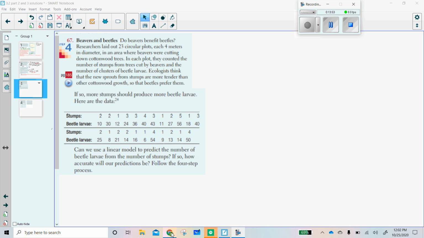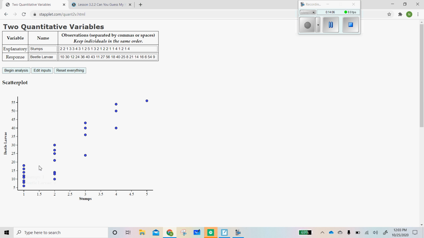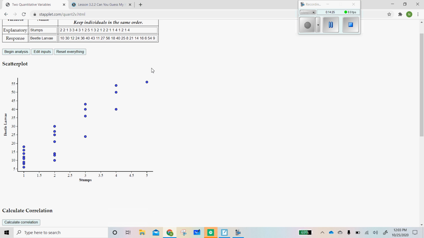So what I did was I went ahead and typed this information into Statlet so that we could take a look at it. So I have stumps here, beetle larvae here, and I'm going to hit begin analysis. Okay, there it is. You notice that for one stump, there was a lot of variation. 2 stumps, 3 stumps. So this is kind of a funny looking scatter plot because we have whole numbers on the X's and then multiple values for the Y's. Definitely not a function, right? But that doesn't mean a linear model isn't appropriate.